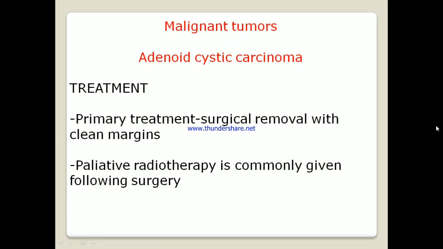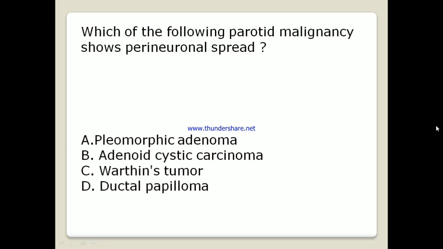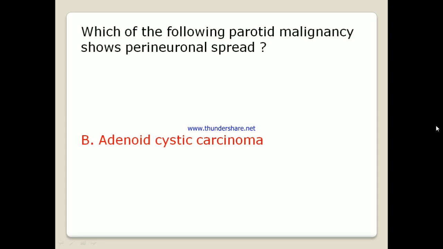Malignant tumors. Adenoid cystic carcinoma. Treatment. Primary treatment: surgical removal with clean margins. Palliative radiotherapy is commonly given following surgery. Which of the following parotid malignancy shows perineuronal spread? A. Pleomorphic adenoma, B. adenoid cystic carcinoma, C. Warthin's tumor, D. ductal papilloma.